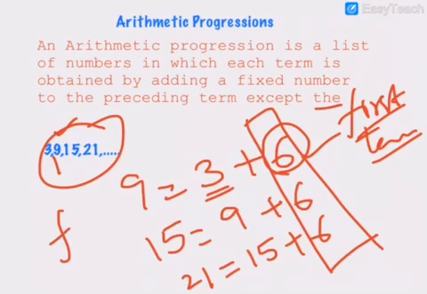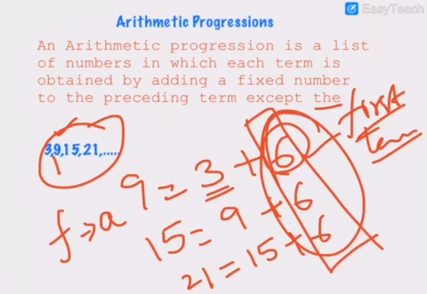We should know the first term, whatever it is, we call it A. And the next thing we have to know is this fixed term. How can we explain this? For example, this 6 is not seen in our series. When you are seeing the series, you are seeing only 3, 9, 15 and 21, but 6 is not seen.